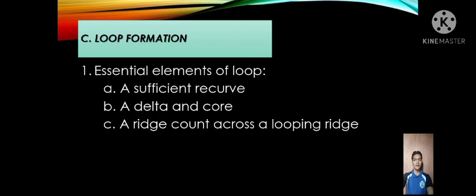Second element is a delta and a core. Dili siya matawag nga loop if walay delta. Dili pa siya matawag nga loop kung walay core. So dapat delta and core is present in a loop. Third element is a ridge count across a looping ridge. So dili pa siya matawag nga loop kung walay ridge count. So ridge counting happens between delta and core. So diha makita kung ang fingerprint pattern is a loop.